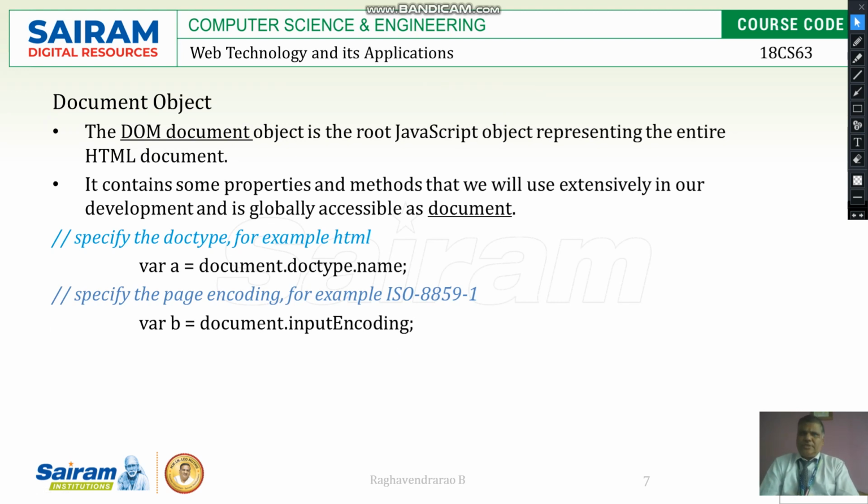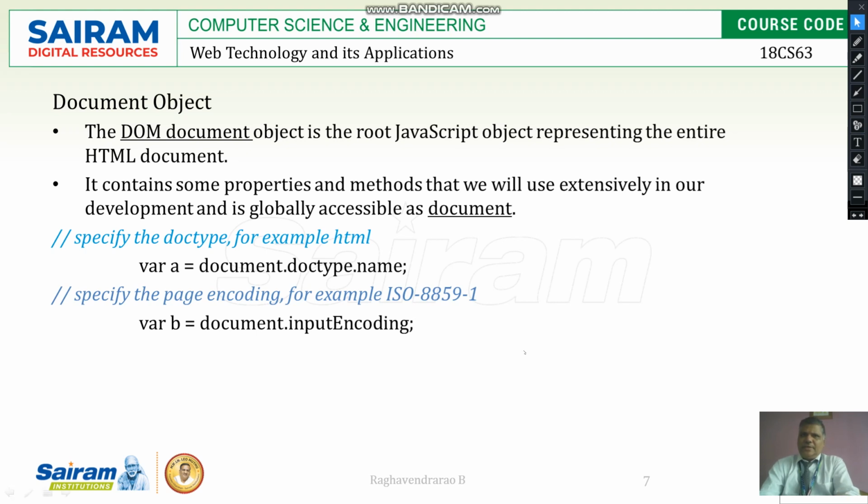The document object, the DOM object, is the root of JavaScript, representing the entire document. The DOM object is the root of the document object, through which the entire program is represented. It contains some properties and methods, and it is used for global access. How do we do that? You can declare like this: var age = document.doctype.name. It is going to fetch the particular name of the document.